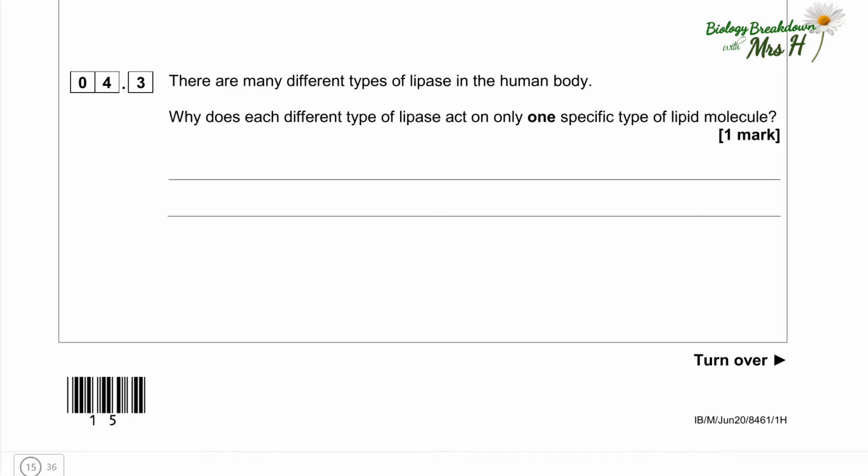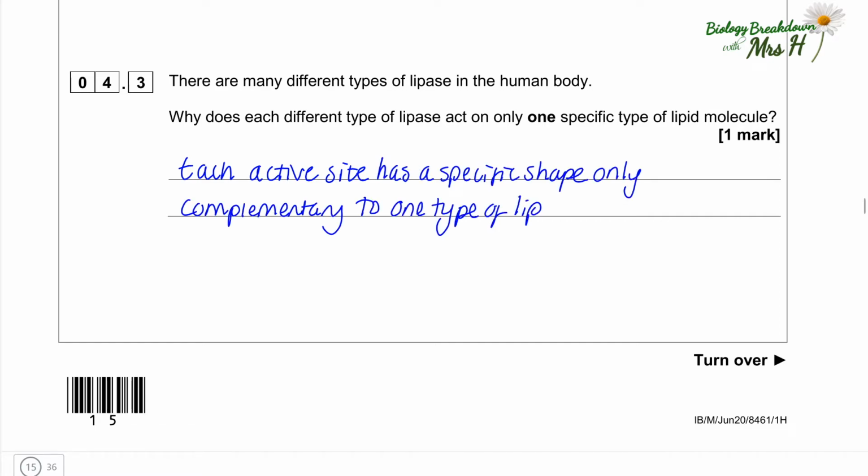There are many different types of lipases in the human body. Why does each different type of lipase act on only one specific type of lipid molecule? Each active site has a specific shape only complementary to one type of lipid molecule.